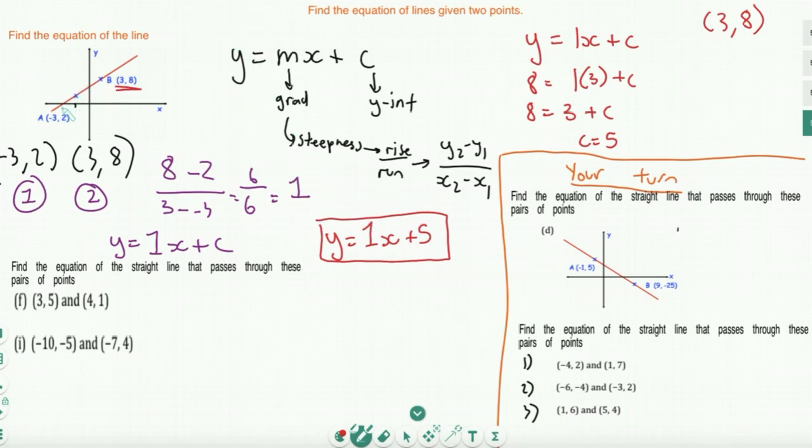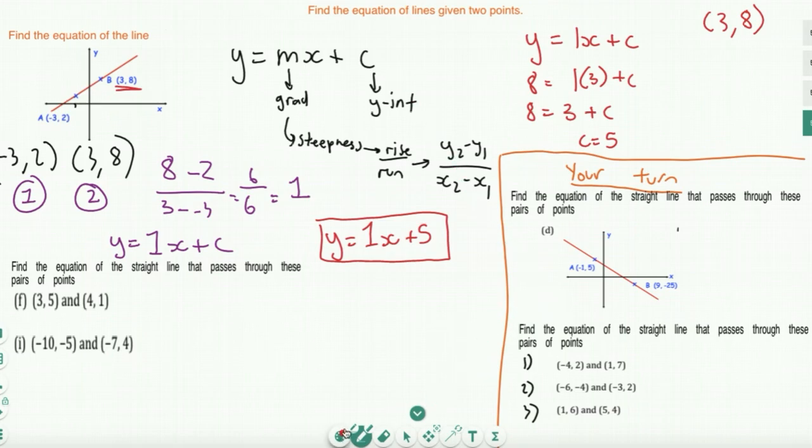And yeah, the line looks like it has a gradient of 1. It's a positive gradient, and it looks like it's crossing at 5, so we're pretty much correct. Now we can do the same problem without a diagram. So let's look at this first problem. Find the equation of the straight line that passes through these pairs of points.